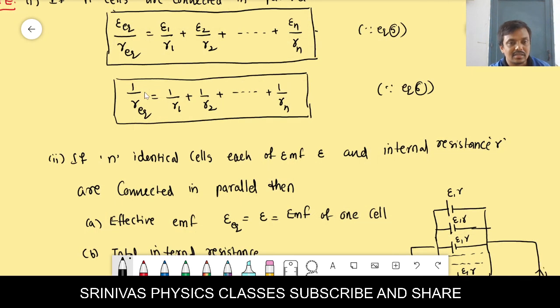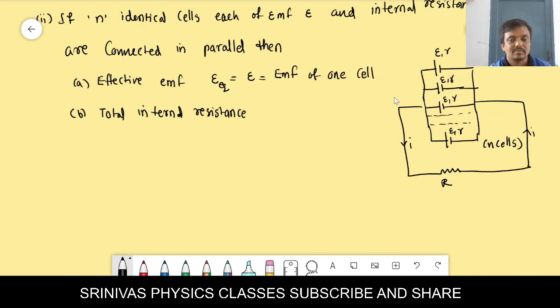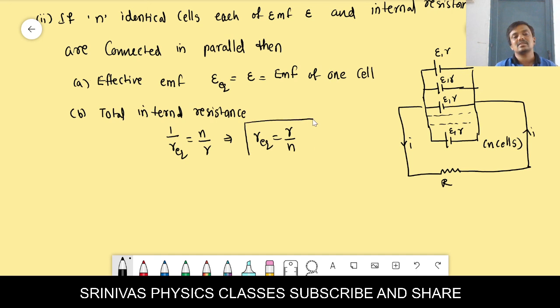And I want the total internal resistance. R1 is R, R2 is R, Rn is R. In this you can substitute for identical cells. Then what will you get for the internal resistance? 1 by R equivalent is equal to 1 by R plus 1 by R plus 1 by R, like that. N by R will be there. In a parallel combination, we know if n identical resistors, each of resistance R, are connected in parallel, then the effective resistance is R by N. It was very simple.